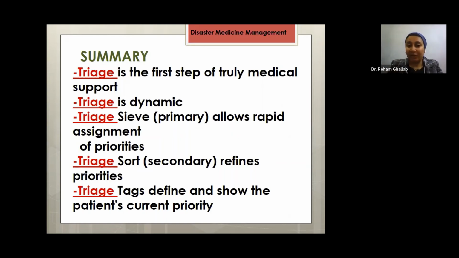Triage by sieve is a primary and rapid assignment of priorities. Triage by sort is secondary and refines the priorities after triage by sieve. Triage tags or cards show the patient's current priority. We can't deal with a mass casualty by each person's name or by their clothing, just by color.